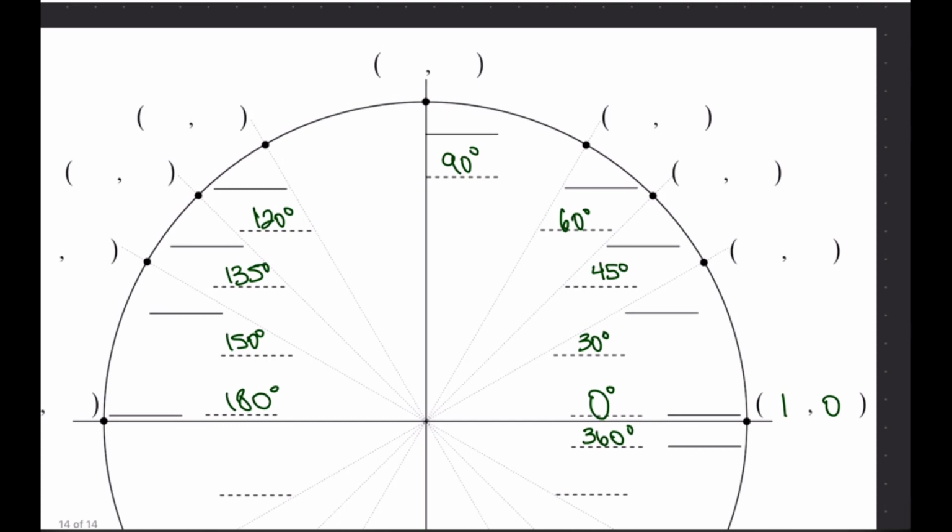Then I'm going to jump up to 90 degrees. So if I start on the origin, then I got to go up to this point. Did I move anything on my X? Nope, so my X is going to be 0. Did I move anything on my Y? How far did I move on Y? 1. So that would be the point 0, 1.